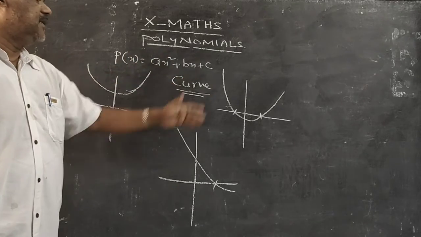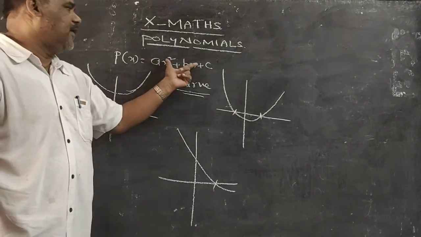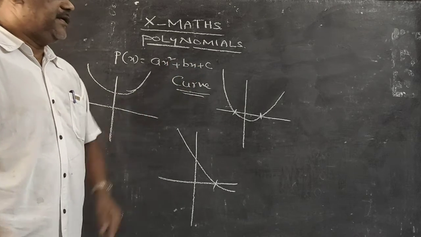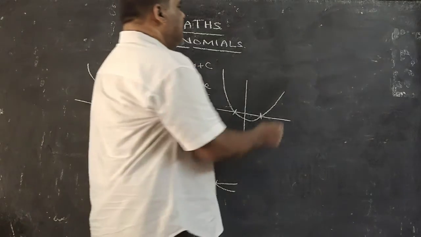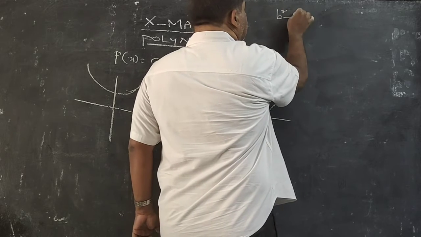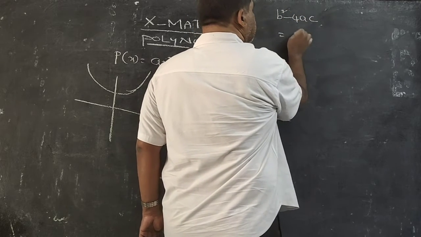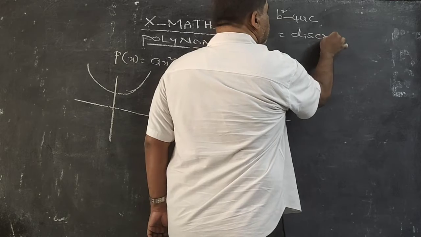ax square plus bx plus c, this is the general form of a quadratic expression which is representing a curve in the graph. In this ax square plus bx plus c, this b square minus 4ac is called the discriminant.